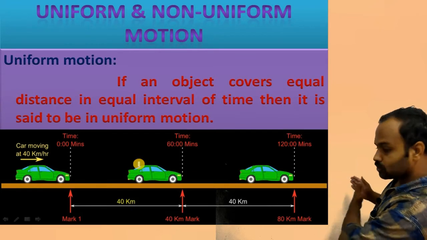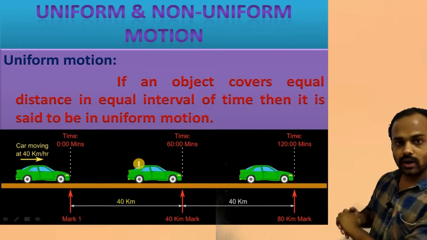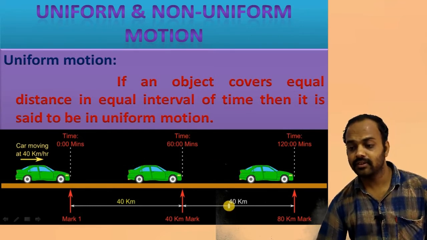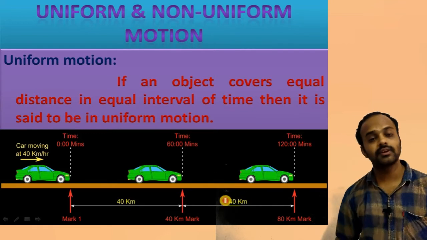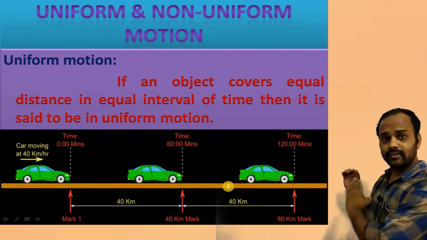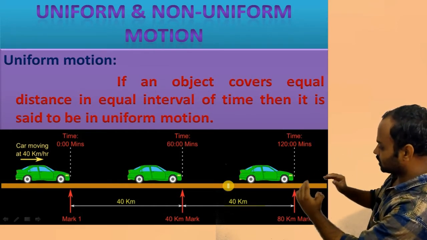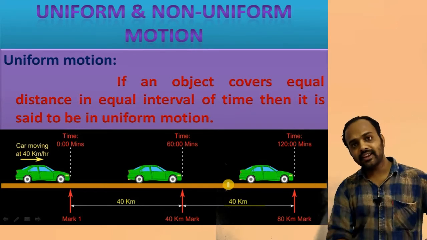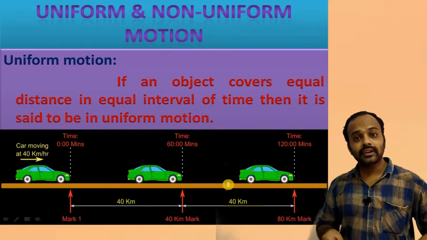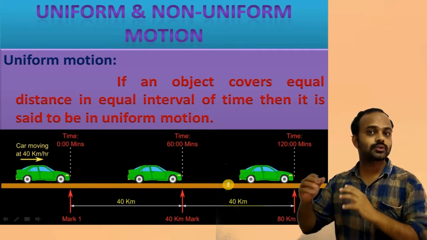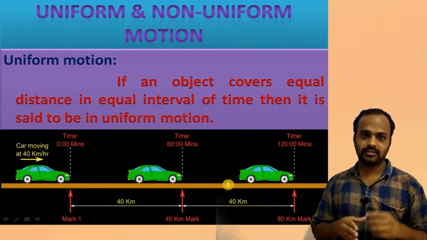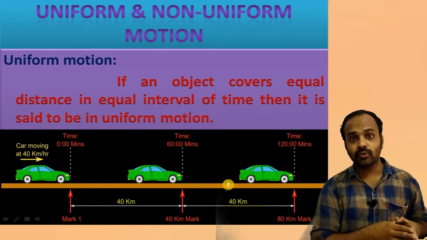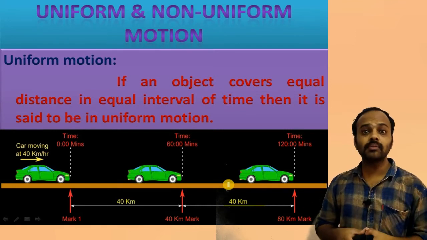And secondly, from 60 to 120 minutes, that is in the second hour, it again covers a distance of 40 kilometers. That means first hour 40 kilometers, second hour 40 kilometers, third hour 40 kilometers, fourth hour 40 kilometers, fifth hour 40 kilometers. In every hour, it covers a distance of 40 kilometers. The time is equal and the distance covered is also equal. This type of motion is called uniform motion.